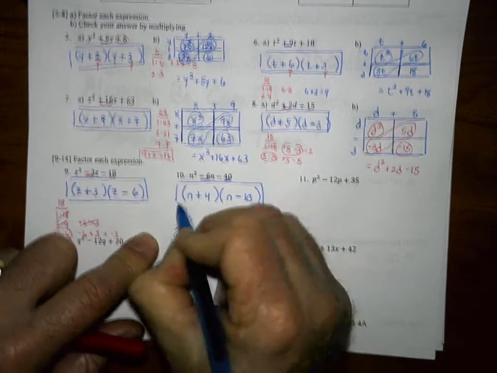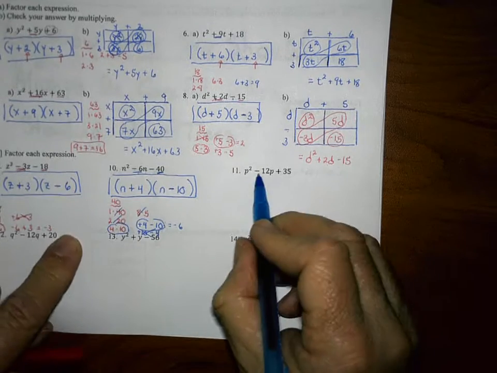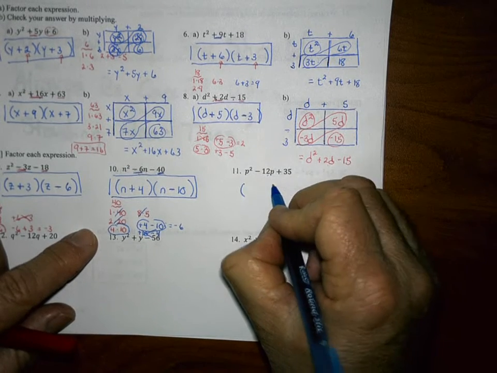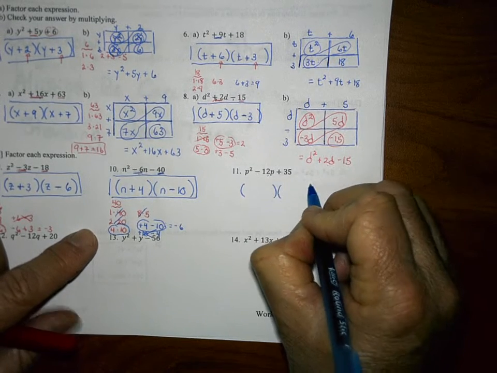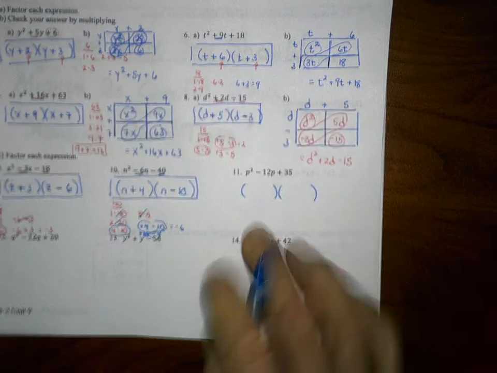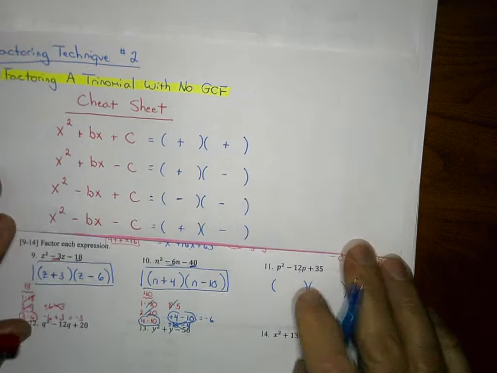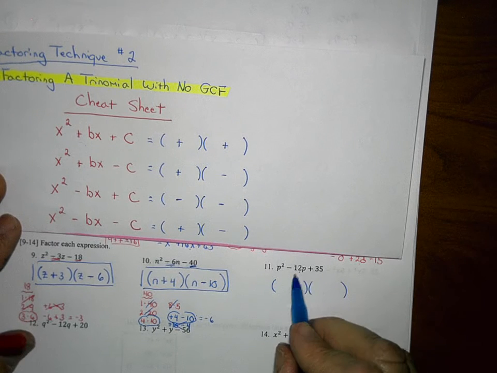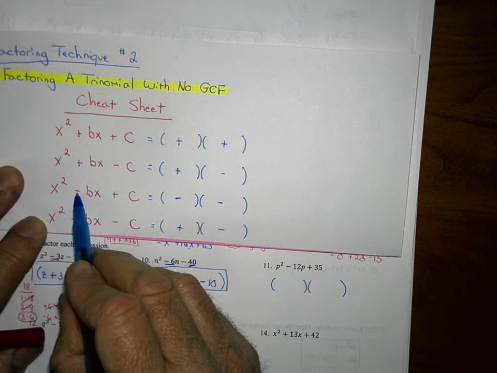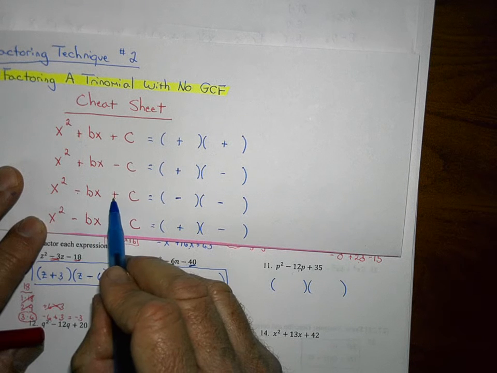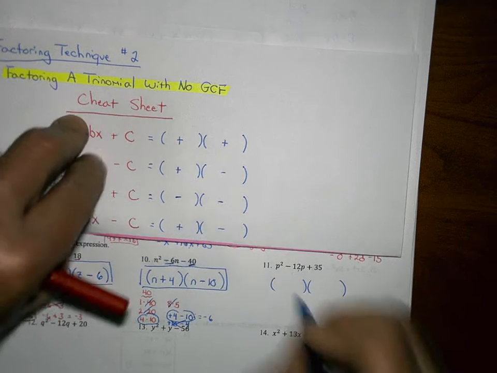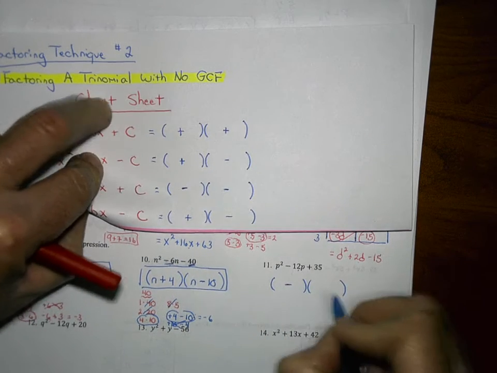Moving on to number 11. P squared minus 12p plus 35. So I'm going to set up my two parentheses, and then I'm going to determine what should I have in each parentheses, plus or minus. I go to my cheat sheet. This cheat sheet is something you should start memorizing. So I have a minus and a plus. You can see in my cheat sheet, if I have a minus and a plus, both symbols have to be subtraction inside the parentheses. Okay, so I'm going to have a minus and a minus here.